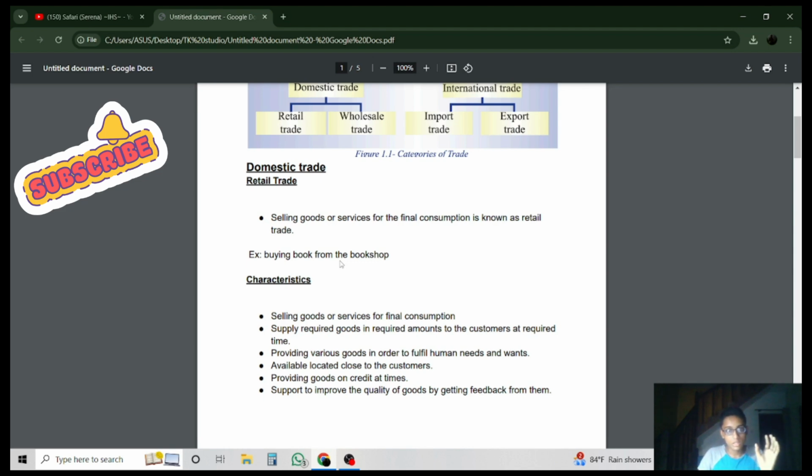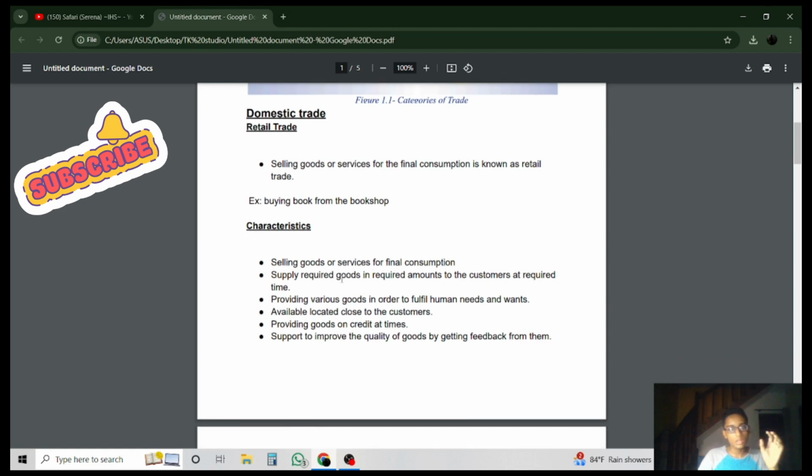So first, let's discuss retail trade. Selling goods or services for final consumption is known as retail trade. That means, like, you are buying a book from the bookshop. You are buying it and you are writing in it, and you are not going to sell it to anybody else, right? So that is what we mean by retail trade.